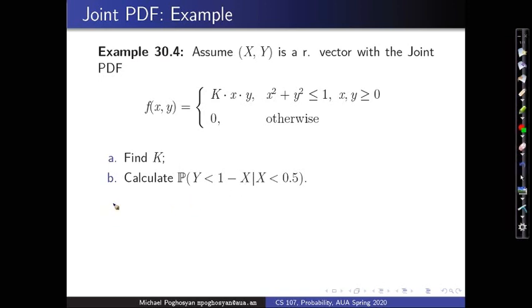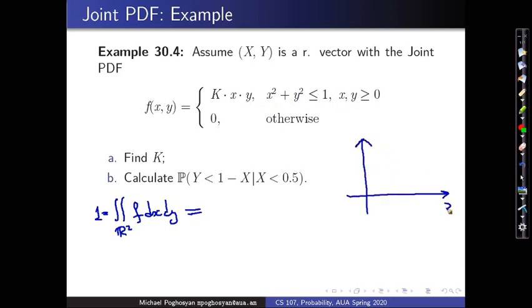To calculate k, we need to solve the following. I need to have 1 equal to the double integral over R2 of f dx dy. Because f is 0 outside of this region, it is better to start with that region. This is x, this is y. We will have x squared plus y squared, the sum, less than 1.